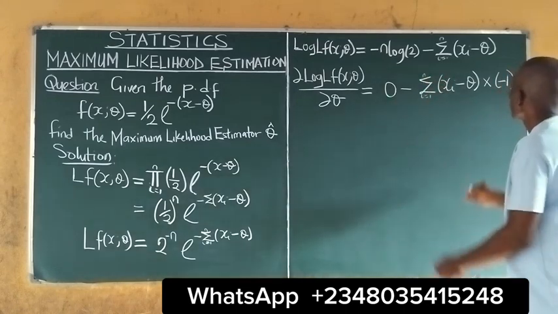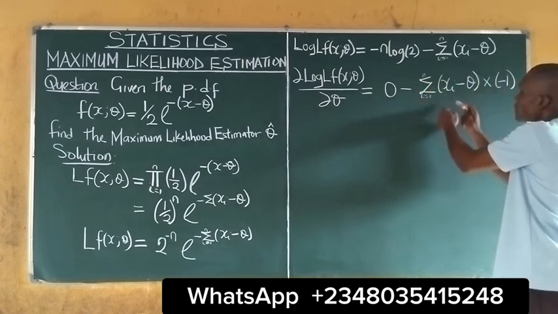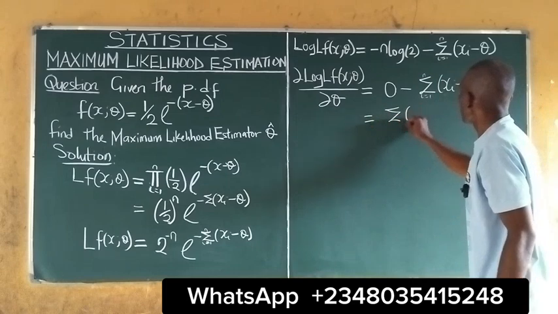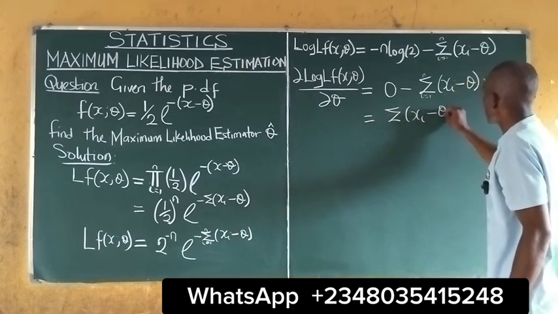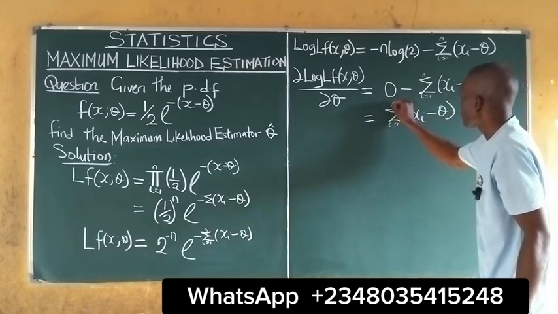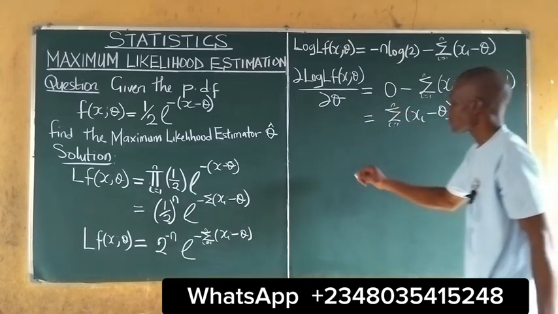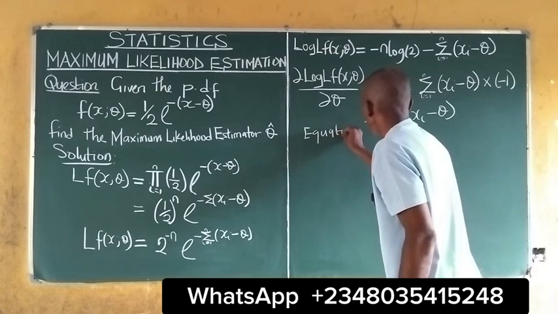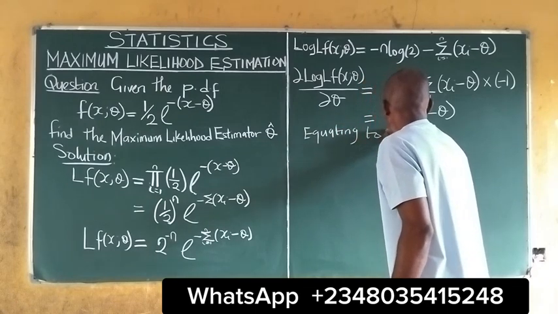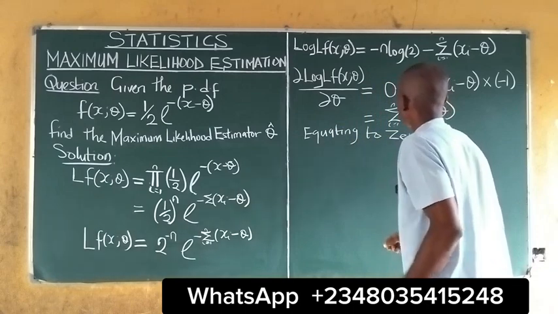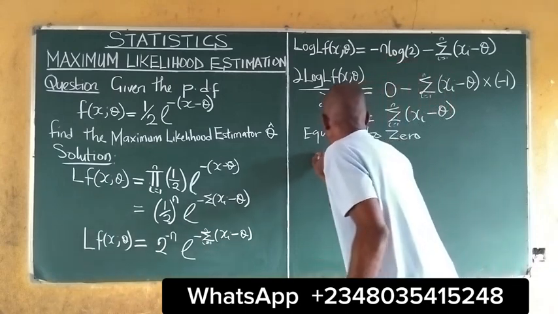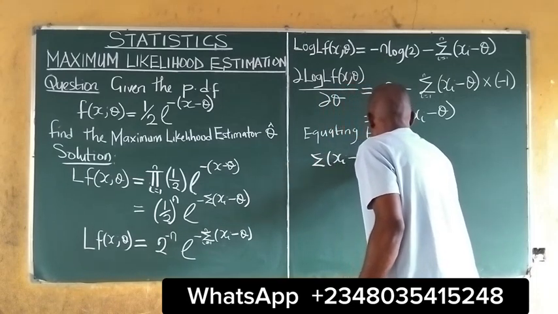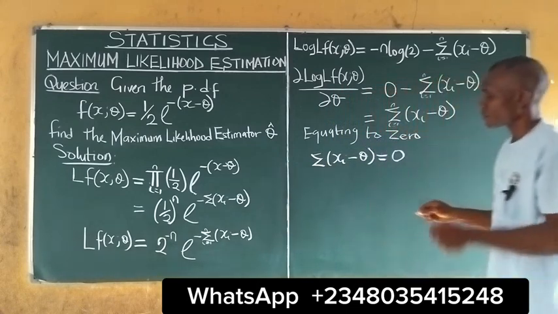And for maximum likelihood, we are expected to equate this to 0. But this is still equal to summation of xi minus theta. So we are equating this to 0. Equating to 0, we have summation of xi minus theta is equal to 0.